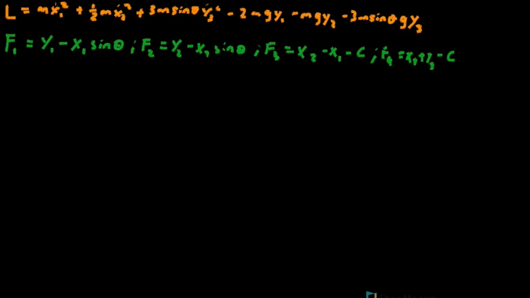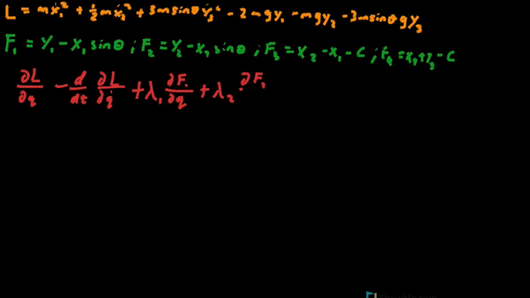And so now is the fun part where we get to solve the Euler-Lagrange equations. Basically, for every variable we have to go through this process, which is the partial derivative of L with respect to the variable, which we'll call Q just to generalize, minus the full time derivative of the partial of L with respect to Q dot, plus lambda 1 times the partial of F1 with respect to Q, plus lambda 2 times the partial of F2 with respect to Q, plus lambda 3 times the partial of F3 with respect to Q. And you get the idea, we add lambda 4 times the partial of F4 with respect to Q.